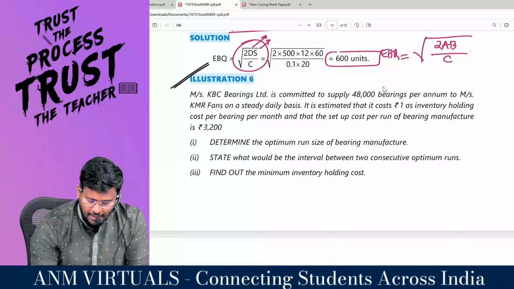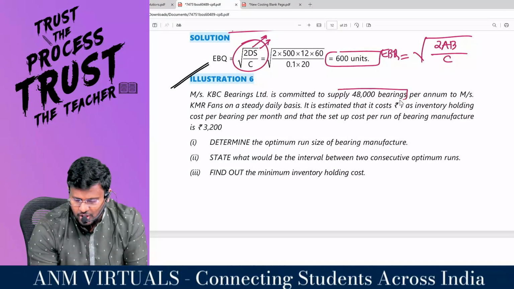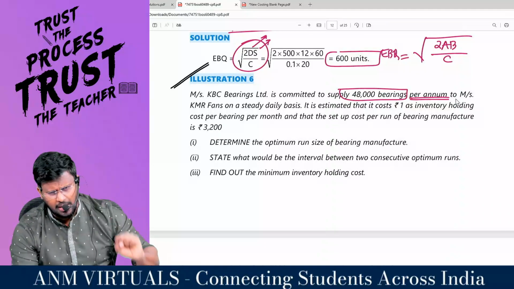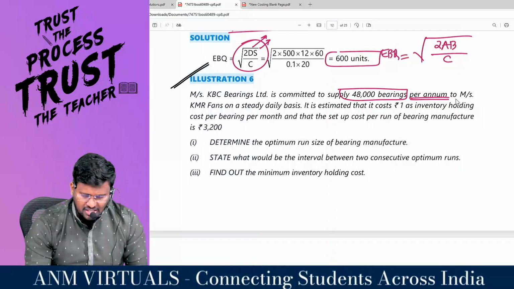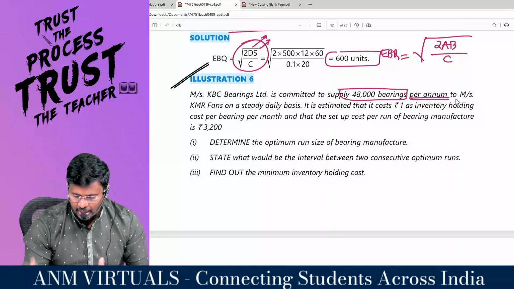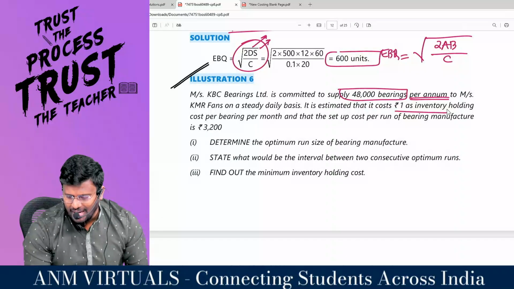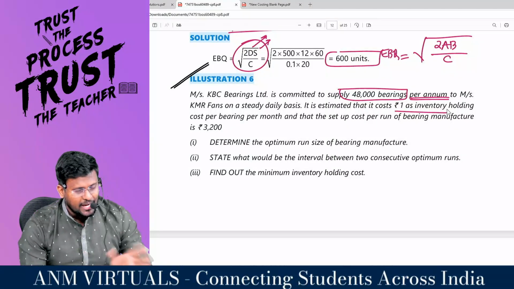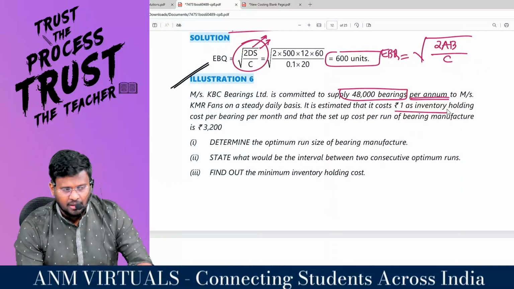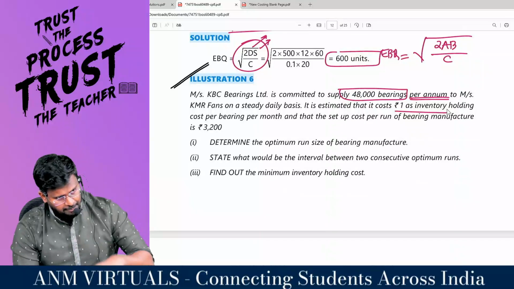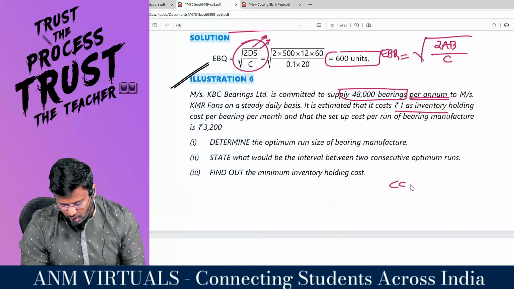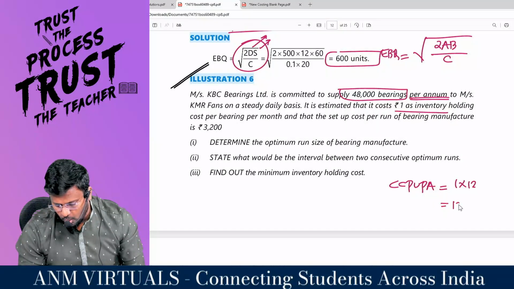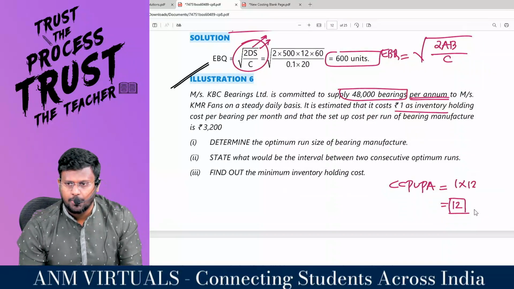Mrs. KBC Bearing Limited is committed to supply how many bearings per annum? They have to manufacture totally 48,000 per annum to Mrs. KMR Fans on a steady daily basis. It is estimated that Rupees 1 is the inventory holding cost per bearing per month. I don't want per bearing per month; I want per bearing per annum, that is carrying cost per unit per annum. That is 1 into 12, which comes to 12 rupees carrying cost per unit per annum.